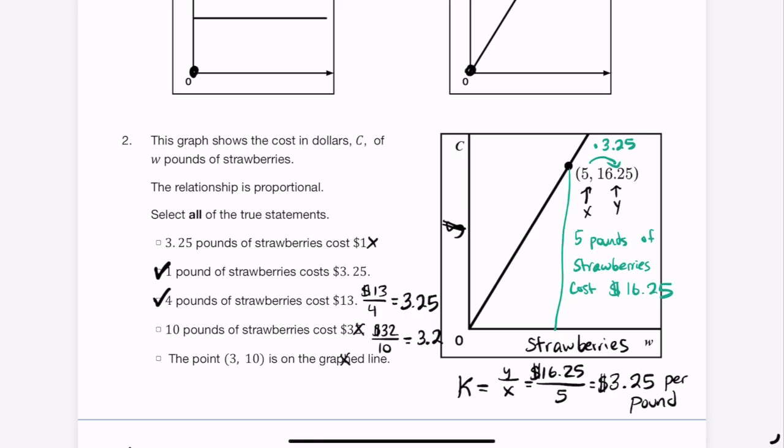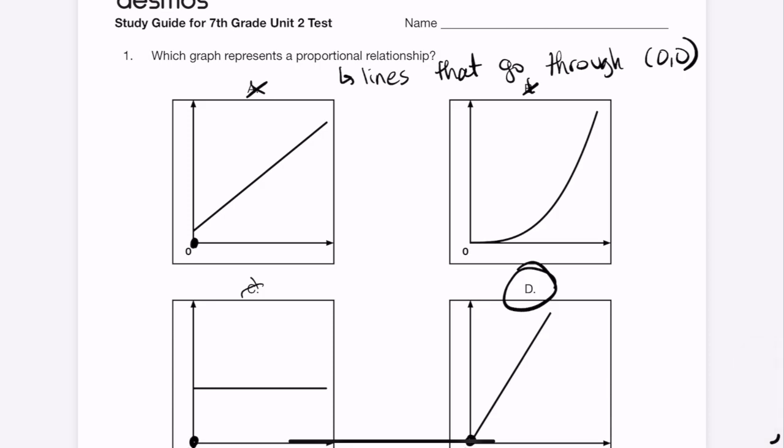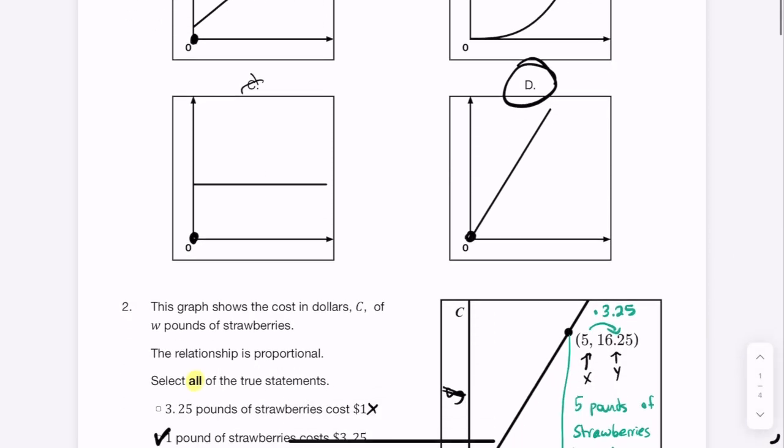The same thing is true here. We have the point (3, 10) on the graph. Again, I would take the y-coordinate and divide by my x-coordinate. 10 divided by 3 is 3.3 repeating, or 3 1/3. We're not getting the same constant of proportionality, so that one is not correct. So we have those two true answers. This is something we struggled with a little bit, reading the questions. Select all of the true statements means there's going to be more than one correct answer. If it says which graph, that's not plural, it means there's only one.